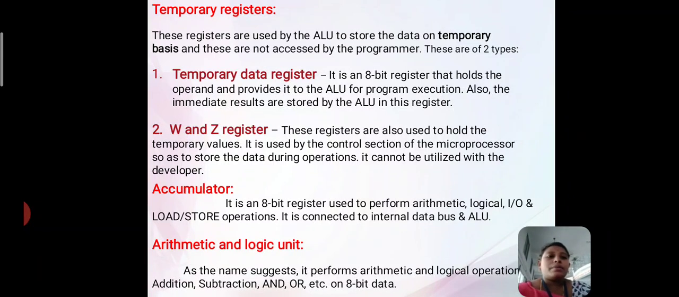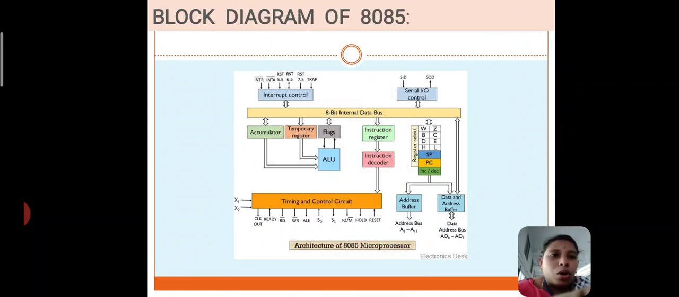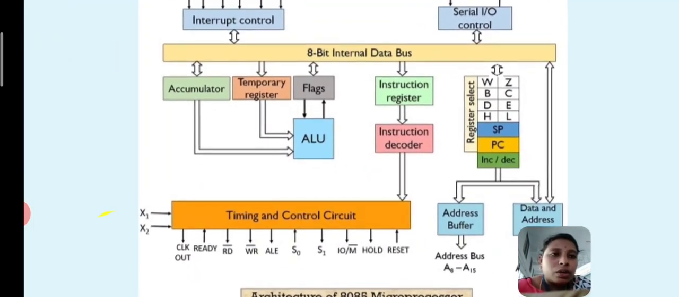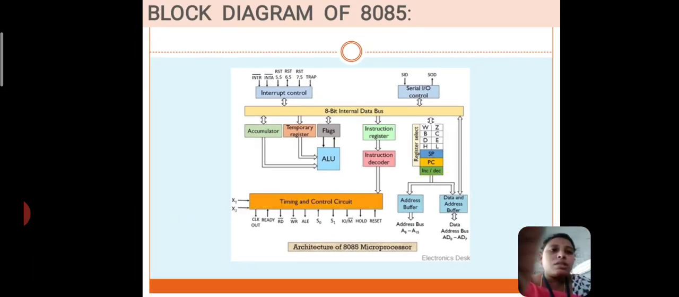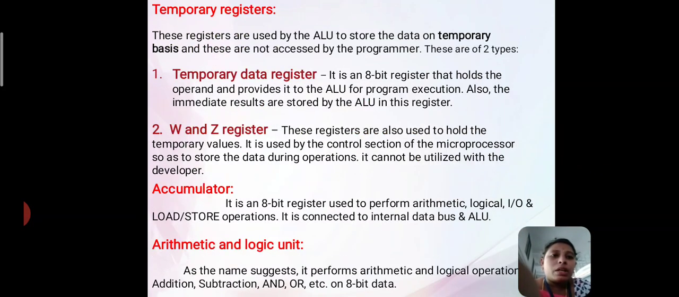So next, accumulator. We see in the block diagram, the accumulator is connected to the ALU. It is an 8-bit register used to perform arithmetic, logical, input or output, and load or store operations. It is connected to the internal data bus and the ALU. This accumulator is mainly used to perform arithmetic and logical operations, input or output operations, and load or store operations.